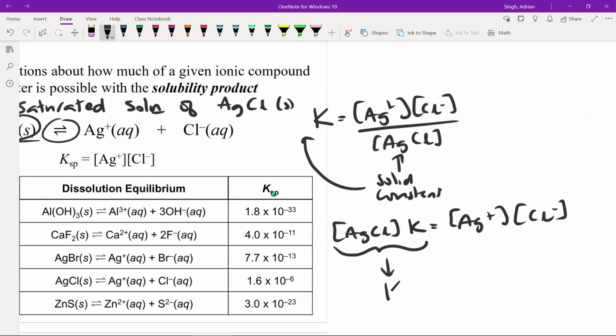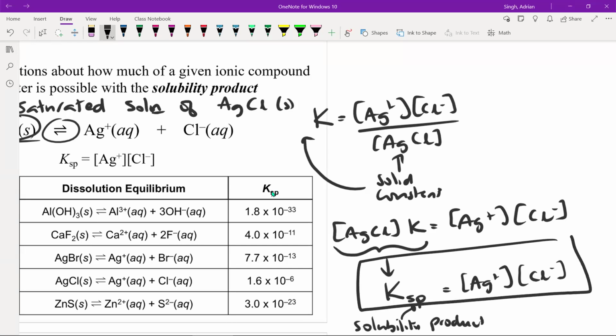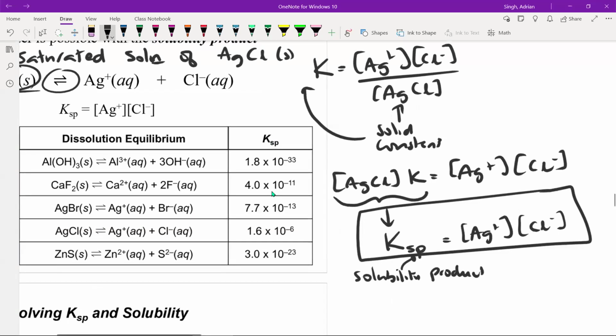We have now a constant times another constant. We're going to call this a brand new constant, now with the subscript sp, and the sp here stands for solubility product. And that's equal to the product of the concentration of the Ag+ and the Cl-. This is just another example of the equilibrium expression now applied to solubility. We have now the K subscript sp. Well, we're going to be using the same principles and apply them now to this situation.